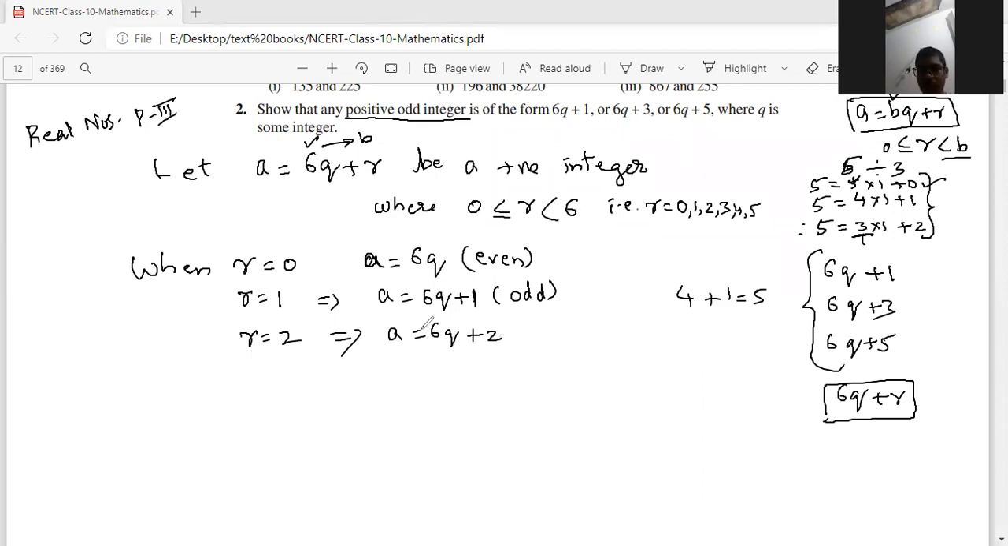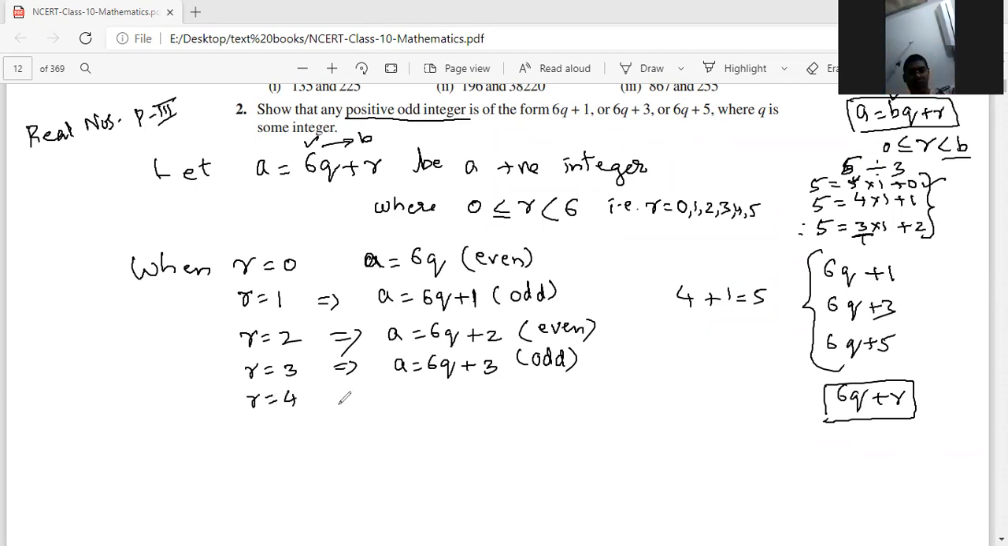When r is equal to 2, a will be equal to 6q plus 2. So a is equal to 6q plus 2, which is an even number again. Why is it even? Because 6q is an even number, and adding 2 to an even number, it will remain an even number. Are you understanding? Then when r is equal to 3, a will be equal to 6q plus 3, which is an odd number. You can write "which is an odd number," but I'm writing in short.